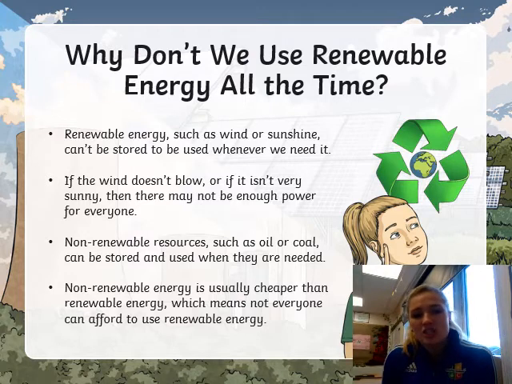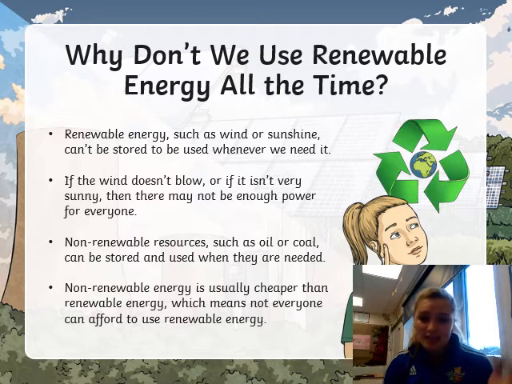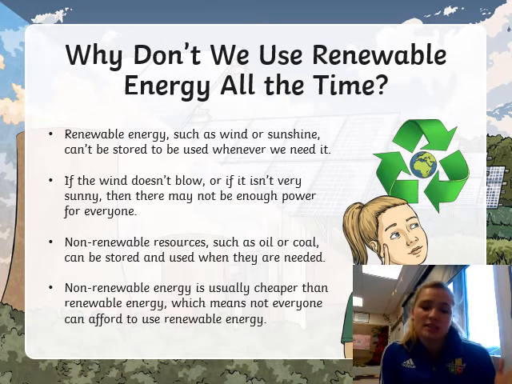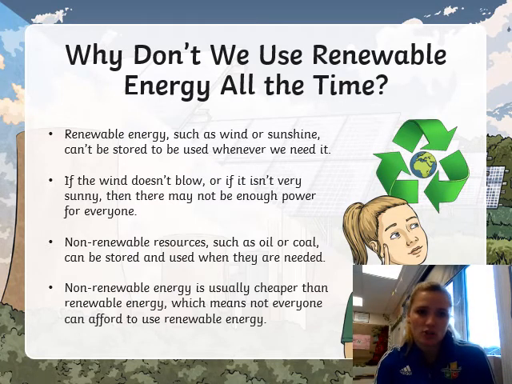And it's much cheaper than a renewable energy source, which means that not everybody can afford to use renewable energy. So we're trying to use more renewable energy through solar panels, wind farms and turbines to generate that electricity. However, if the weather's not right, we need to go to the backup stores of the non-renewable resources so that we make sure that there is enough energy for people to use.